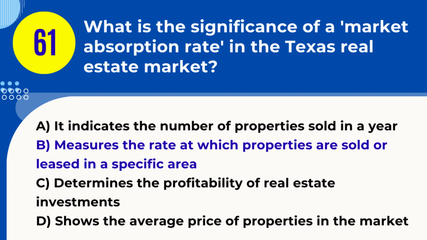Answer. B. Measures the rate at which properties are sold or leased in a specific area. Explanation. The market absorption rate in the Texas real estate market is significant as it measures how quickly properties in a specific area are being sold or leased over a certain period. It helps in understanding market demand, whether it's a buyer's or seller's market, and in setting pricing strategies.